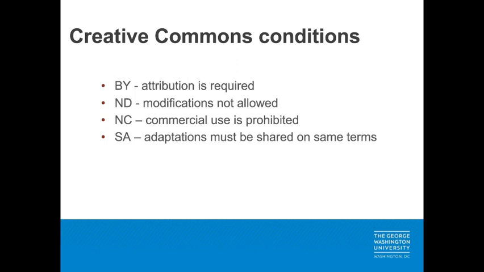ND indicates that modifications are not allowed. The work must be used in its original form. NC means commercial use is prohibited. And SA means adaptations must be shared on the same terms, meaning that if you make an adaptation of the original work, you must add a Creative Commons license to it that is identical to the Creative Commons license that was applied to the original work.